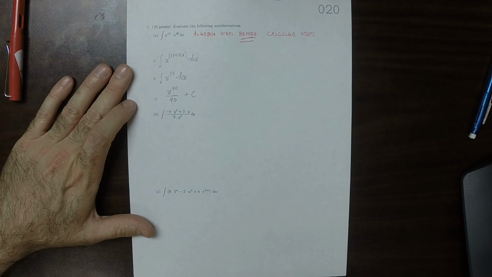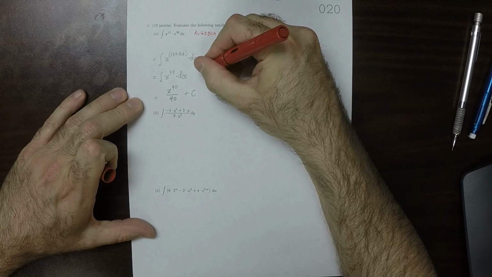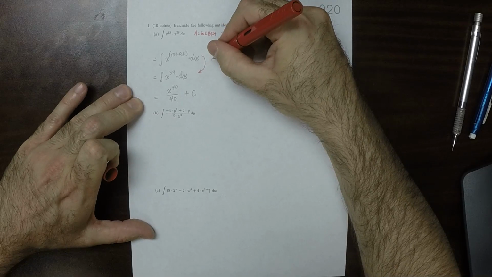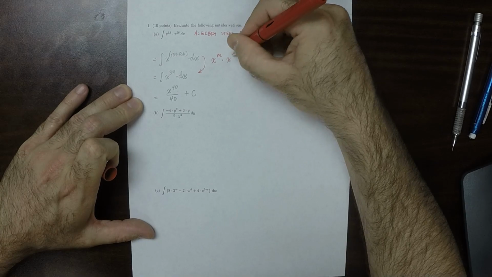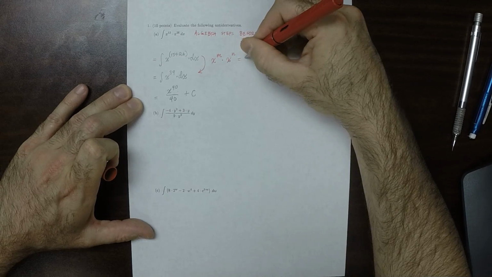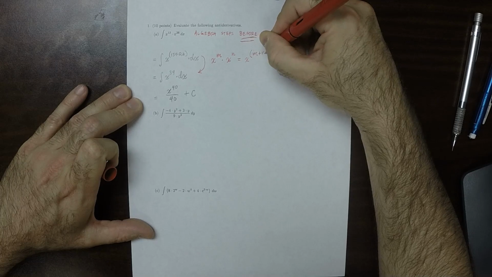Okay, so then the rule used here, the algebraic rule used here, is that x to exponent m multiplied by x to exponent n is x to exponent m plus n.